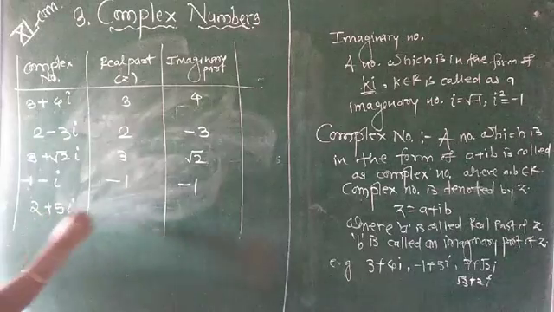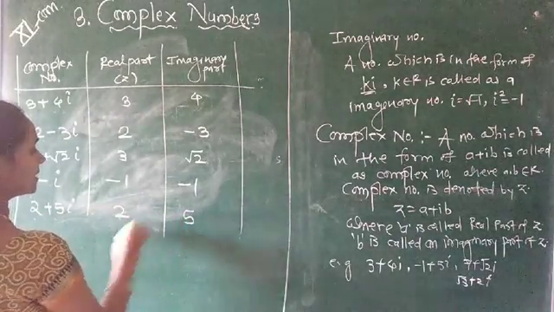2 plus 5i. Then real part is 2 and its imaginary part is 5.